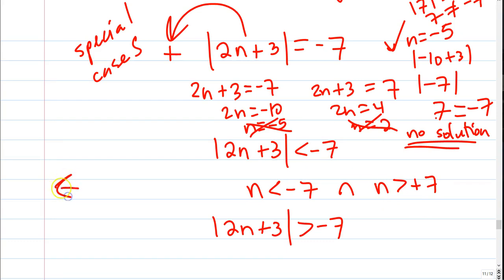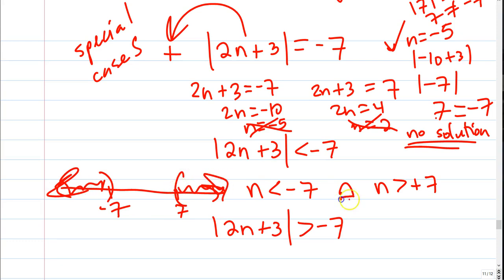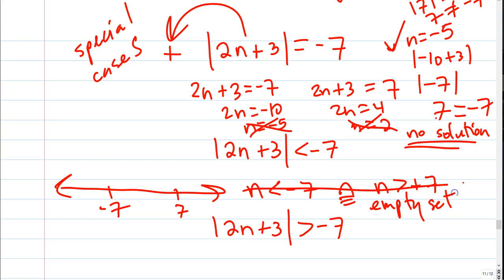What's the problem here? Well, here's negative 7. Here's positive 7. If I go less than the negative 7, greater than the positive 7, and we have an and, I'm looking for overlap. Where's the overlap? There is no overlap, so this ends up being an empty set. Why? Well, once again, out of this comes a positive. When will a positive number be less than a negative 7? When will a positive number be less than a negative? It won't. This will become an empty set.